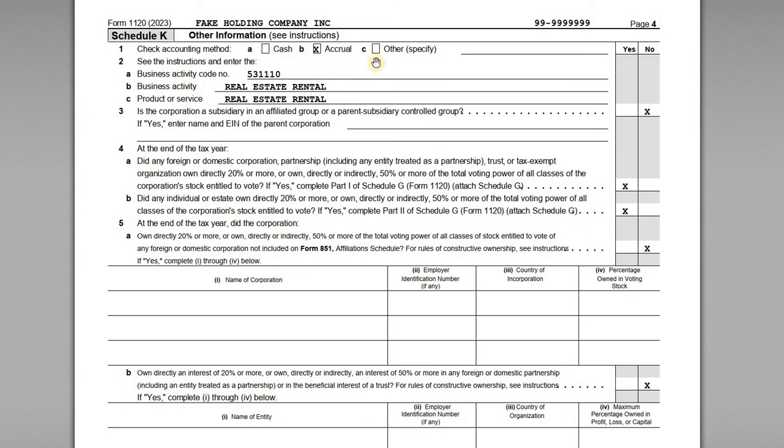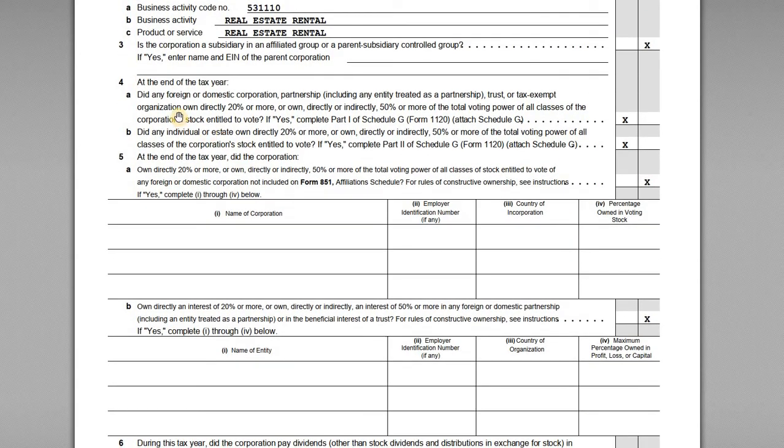So at the top, we're going to be operating under the accrual basis, business activity code for rental real estate ventures, and so we are a real estate rental business. In item 4 here, it's asking us, did any foreign or domestic corporation own 20% or more of the stock? In our case, yes, right? We have a foreign corporation that owns 100%, so we are attaching a Schedule G.